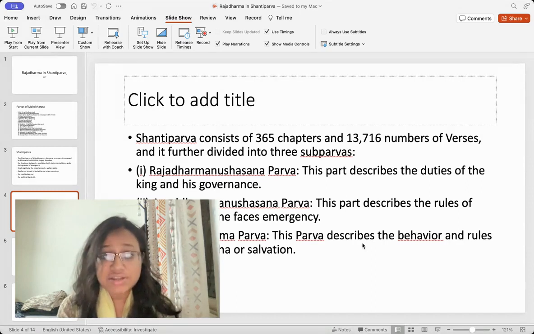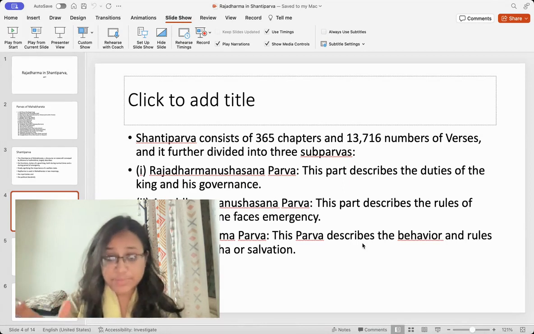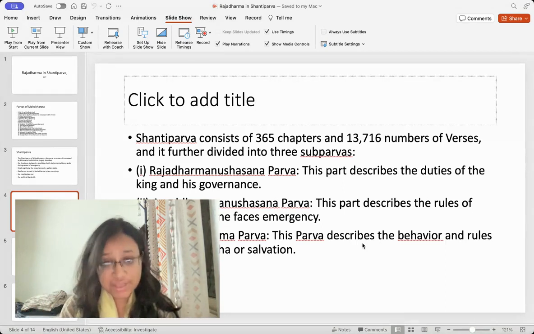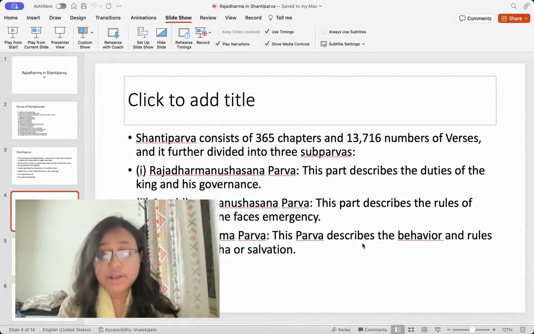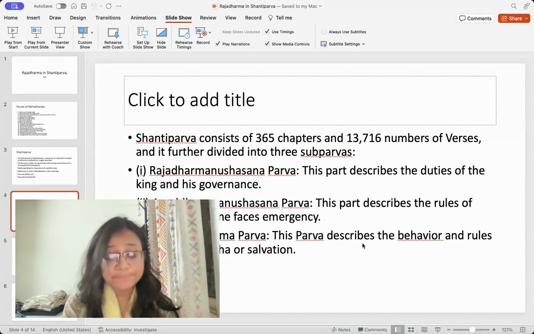The first one is Raja Dharma Anusashana Parva. This part describes the duties of the king and his governance. Raja Dharma means the dharma of the king, the duties that need to be performed by the king. The second phase is the Apadharma Anusashana Parva. This part describes the rules of conduct when one faces emergency. What are the kind of strategies that the king needs to apply in times of emergency?